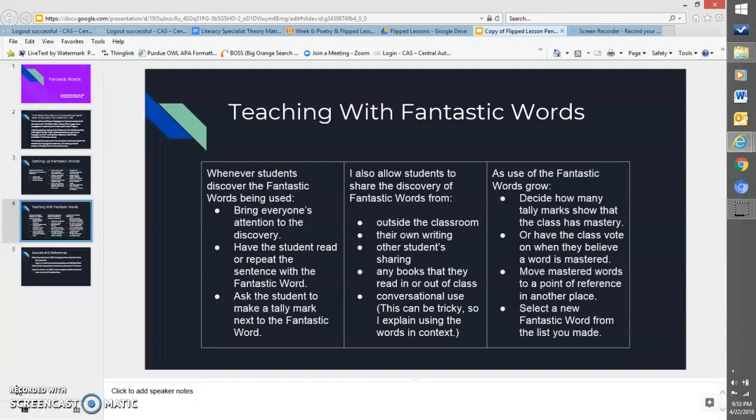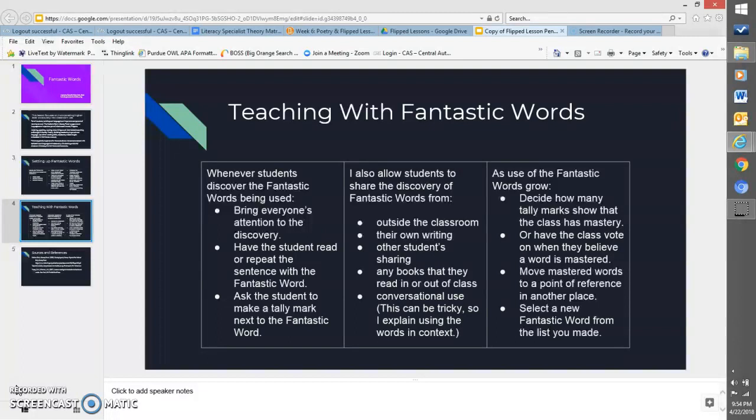I also allow students to share the discovery of Fantastic Words from outside the classroom, from their own writing in their journals, to other students sharing any books that they read in the classroom or out of the classroom. And I also allow them to bring notice to the discovery of these words used in their conversation.